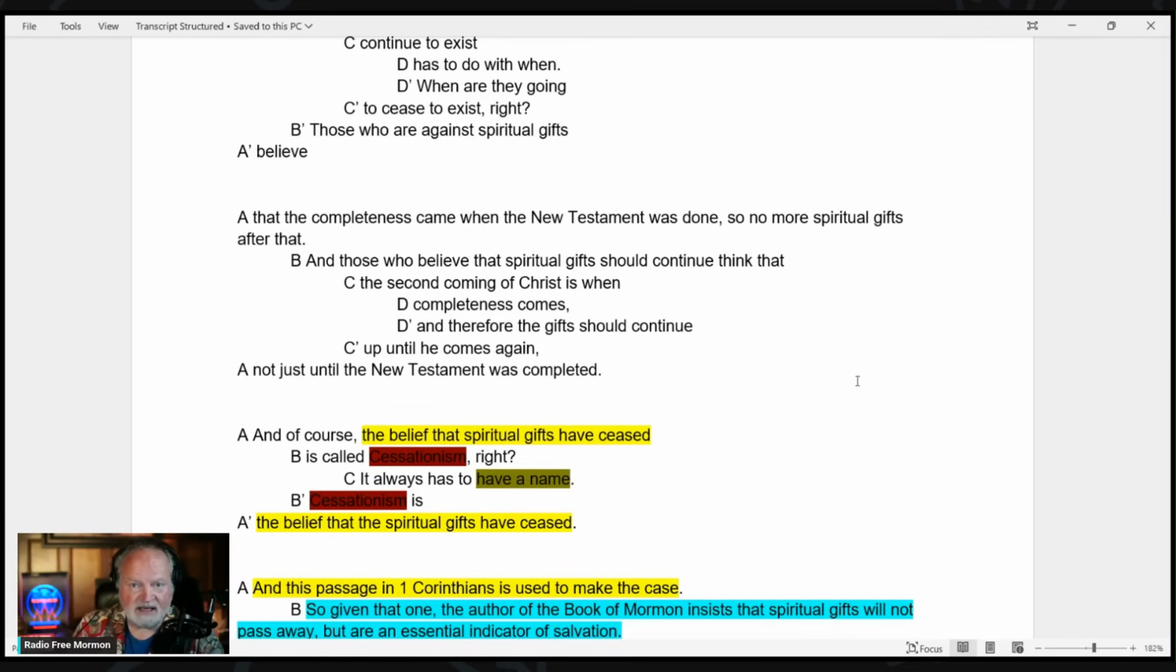Now I'm going to read that again because it's short, it's brief, and it's a wonderful chiastic structure, which happens all the time, at least when I'm talking, and apparently when Joseph Smith was talking too. And of course, the belief that spiritual gifts have ceased is called cessationism, right? It always has to have a name. Cessationism is the belief that the spiritual gifts have ceased. That's how I talk. That's how I communicate. That's how I try and get a point across so that people will understand what I'm saying. It involves a certain degree of repetition. And guess what else? It's a chiasm.